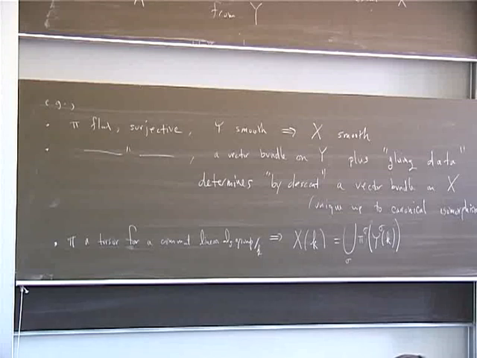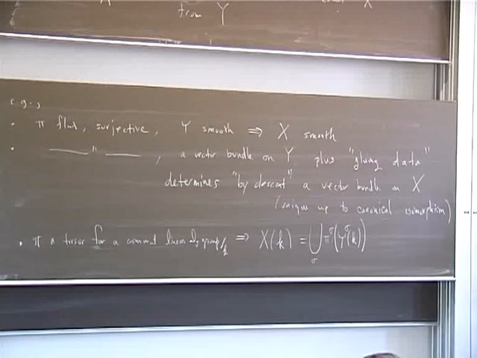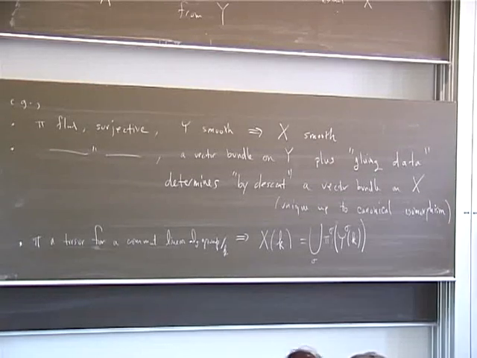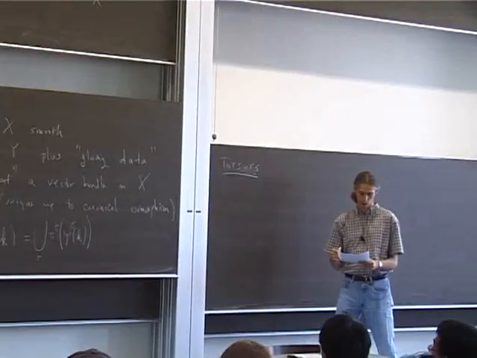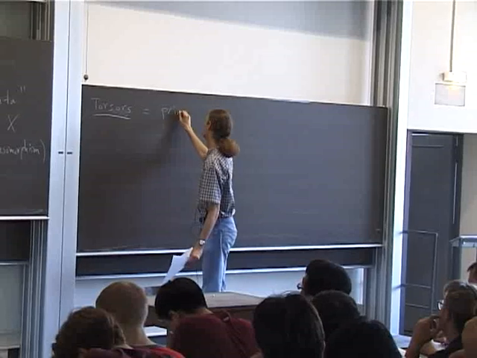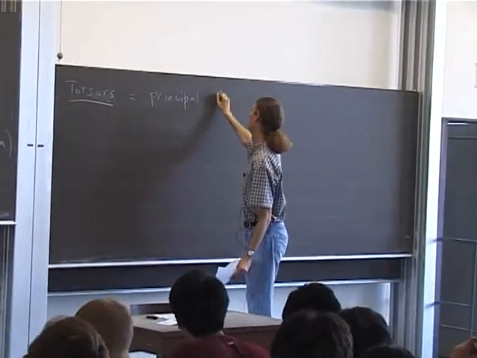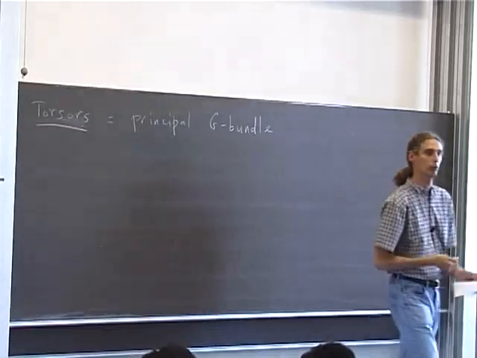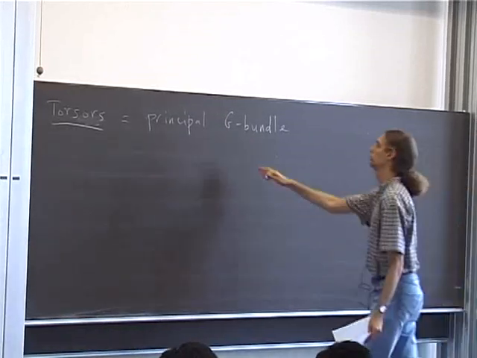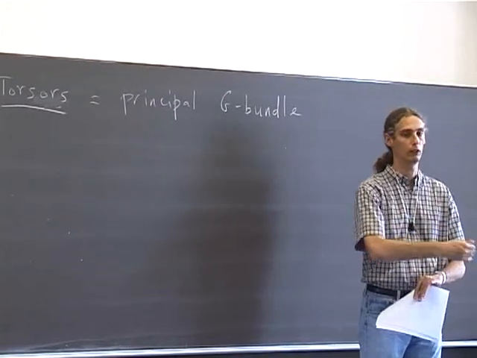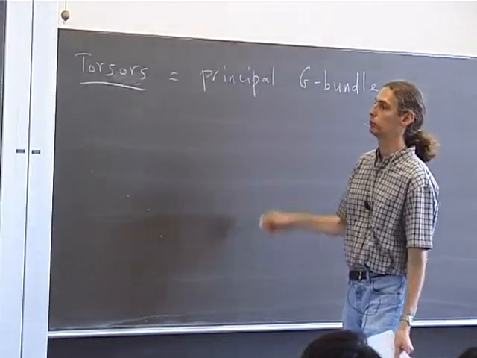Okay, so this leads into torsors. Okay, so a torsor is, well, it's just a name for a principal G bundle. That's really all it is. It's another name for principal G bundle. And what is a principal G bundle? Well, first, what is G? And one can develop the theory in different levels of generality. So let me stick to linear algebraic groups.